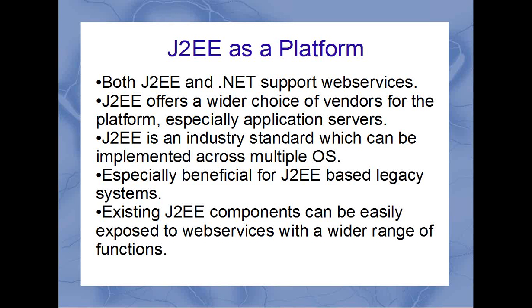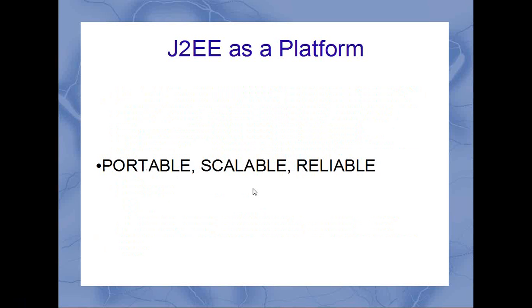So here we look at some advantages that J2EE offers. Both J2EE and .NET support web services. However, J2EE platform offers a wider choice of vendors for platform, especially for application servers. It is also an industry standard which can be implemented across multiple operating systems. So there is no such limitation for an operating system. It is especially beneficial for J2EE based legacy systems. The existing J2EE components can be easily exposed to web services with a wider range of functions because it works interactively with the web services. So we decide upon J2EE as a platform with web services as a communicator service because of its portability, scalability, and reliability. Three of the features that we really require in order to bring about a globally collaborative e-learning environment.